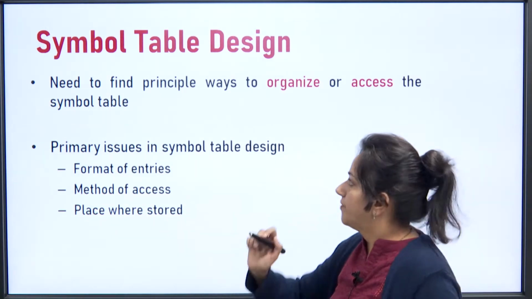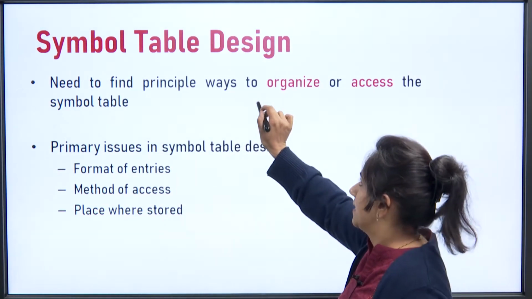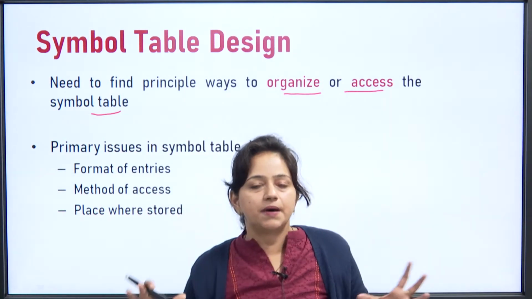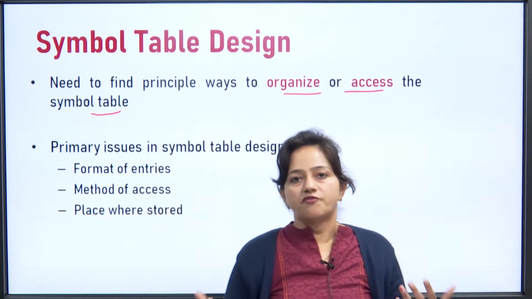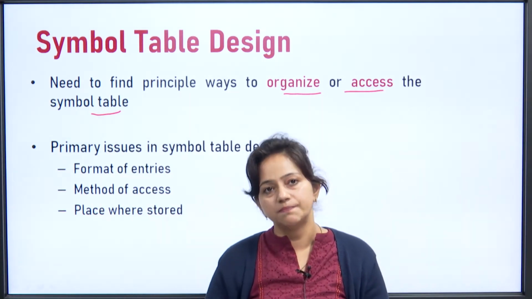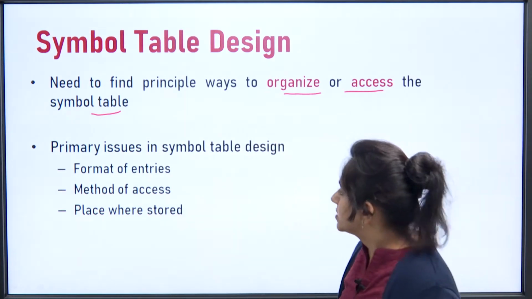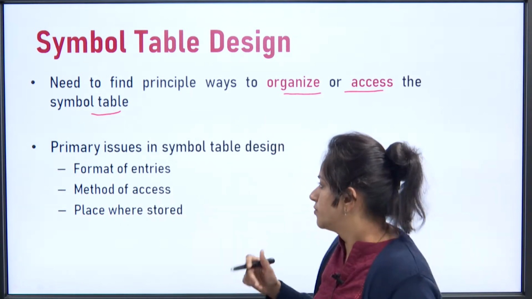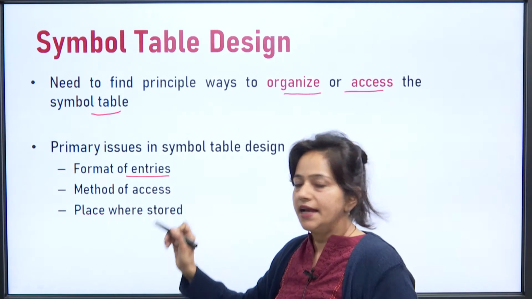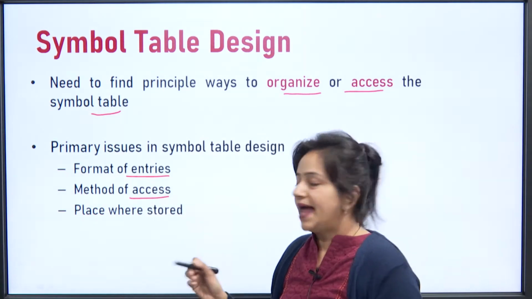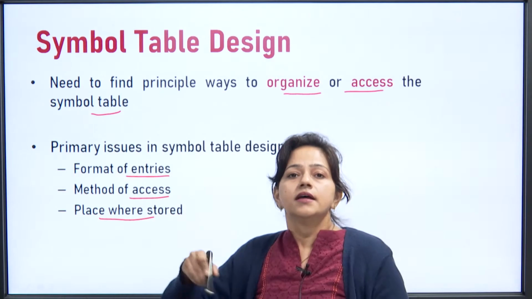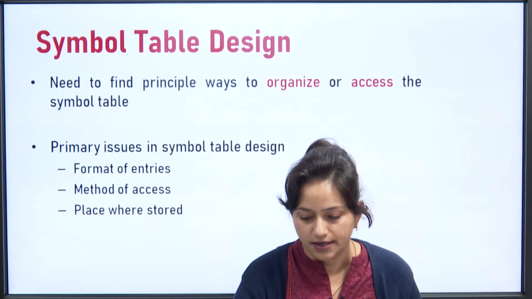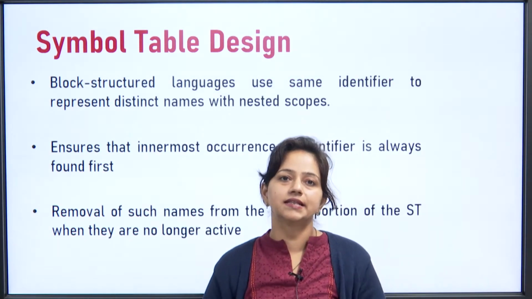Now, next is how to design the symbol table, and what are the issues in designing it. First, we need to find a principled way to organize and access the symbol table. So, there should be some principle or mechanism to organize and access the symbol table. What are the primary issues in designing? Because we will make entries for names. So, the issues are the format of entries, the method of access, and the place where the information should be stored. So, these are certain issues in designing the symbol table.